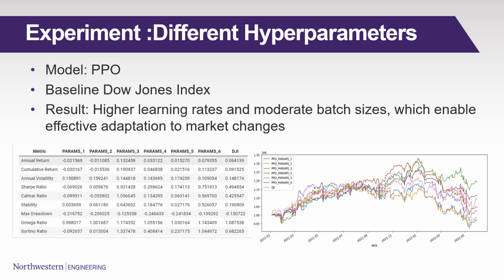Interestingly, configurations with high learning rates and moderate batch size, particularly configurations like 3 and 6, showed better performance. They adapted well to market changes. In contrast, lower learning rates and smaller batch size don't perform well, and sometimes it results in negative returns.